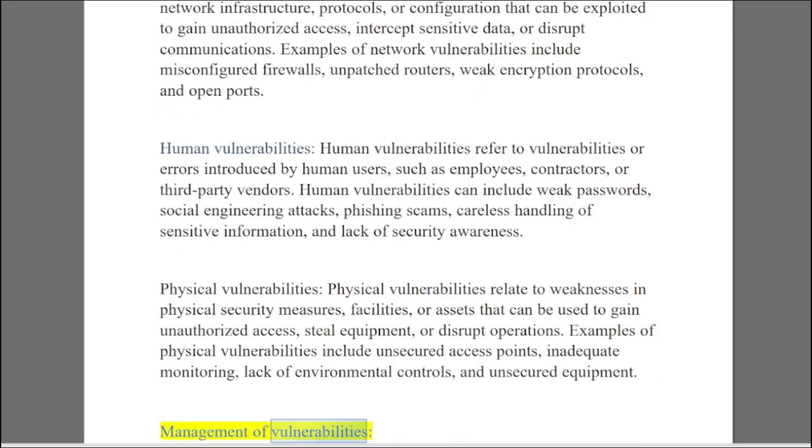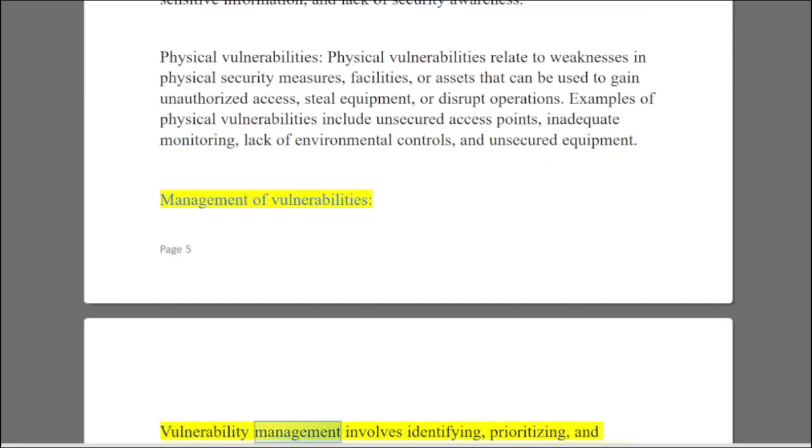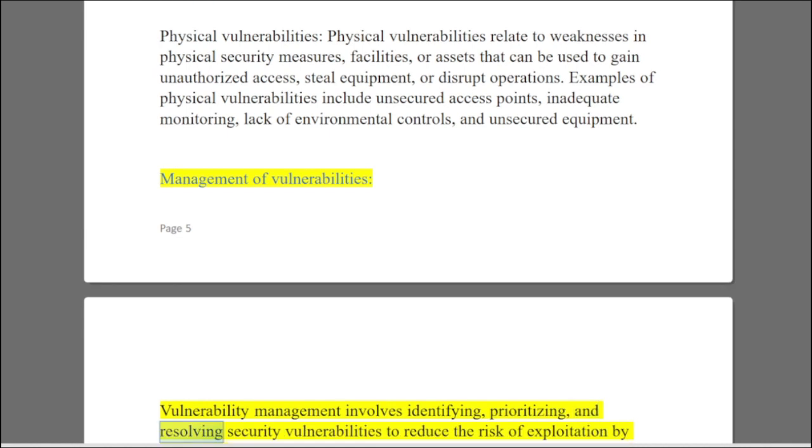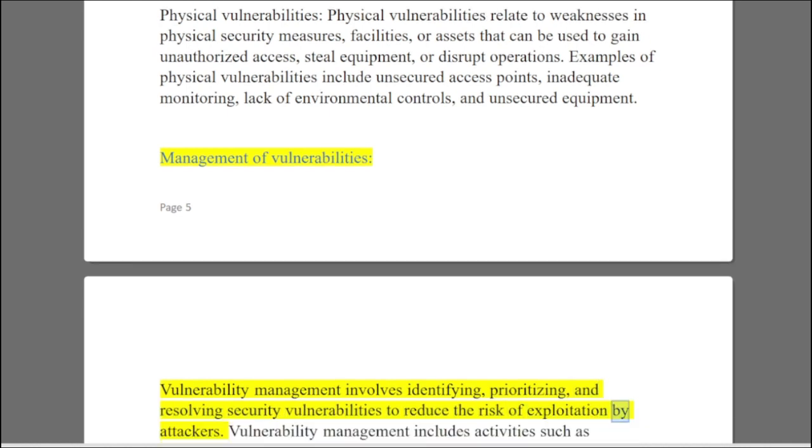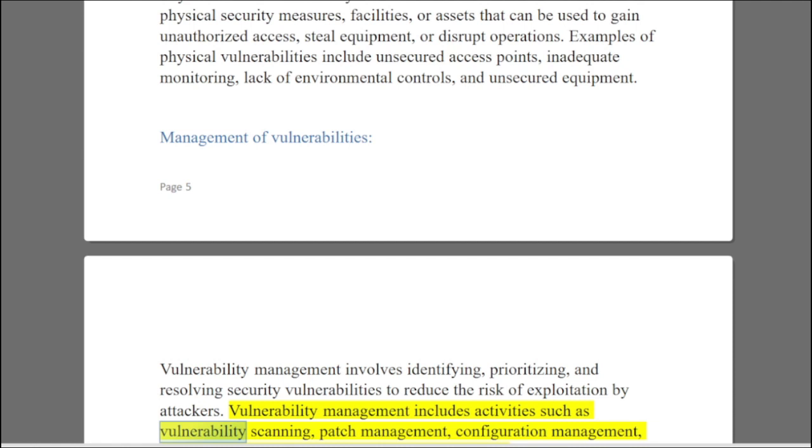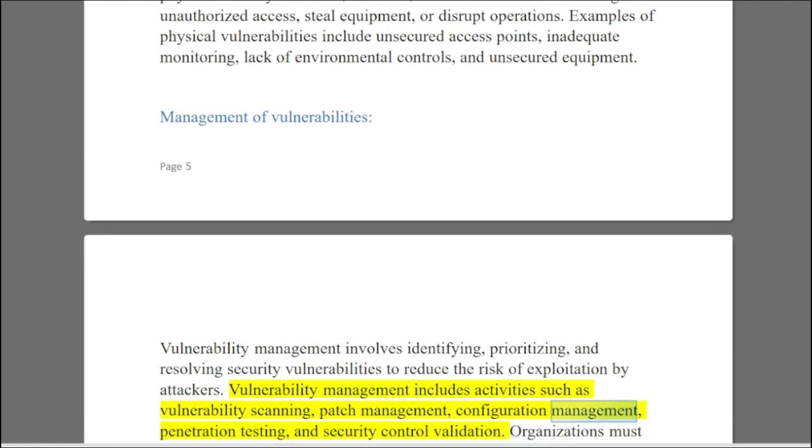Management of vulnerabilities. Vulnerability management involves identifying, prioritizing, and resolving security vulnerabilities to reduce the risk of exploitation by attackers. Vulnerability management includes activities such as vulnerability scanning, patch management, configuration management, penetration testing, and security control validation.